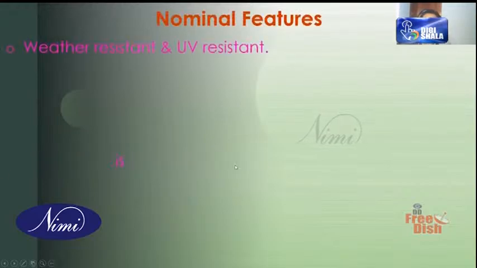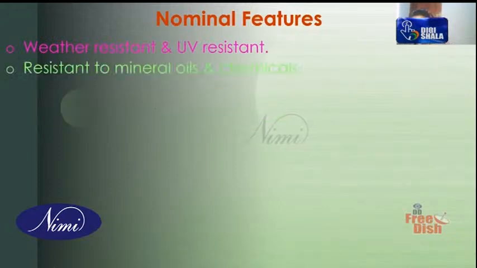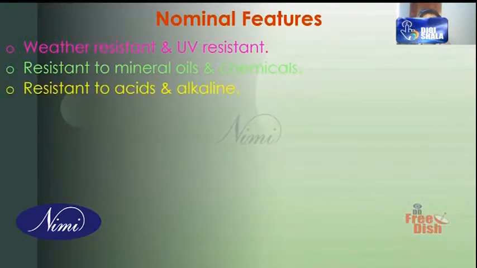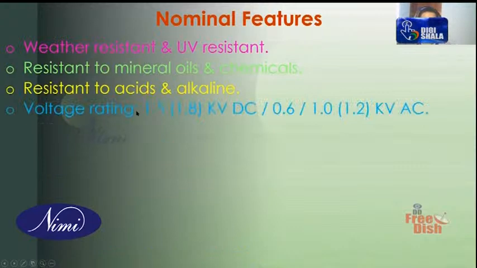Normally, when we purchase or select the type of cable, we should check the specification, whether it is weather resistant or UV resistant. It should be UV resistant. Mineral oils and chemicals we have just seen. Acid and alkaline: we are using a battery, and the battery can be an acid battery or an alkaline battery. An acid battery will have sulfuric acid, so there is a chance of the cable running through acid. If acid gets in contact with the cable, it should not get damaged. And the voltage rating: how much voltage it can sustain.